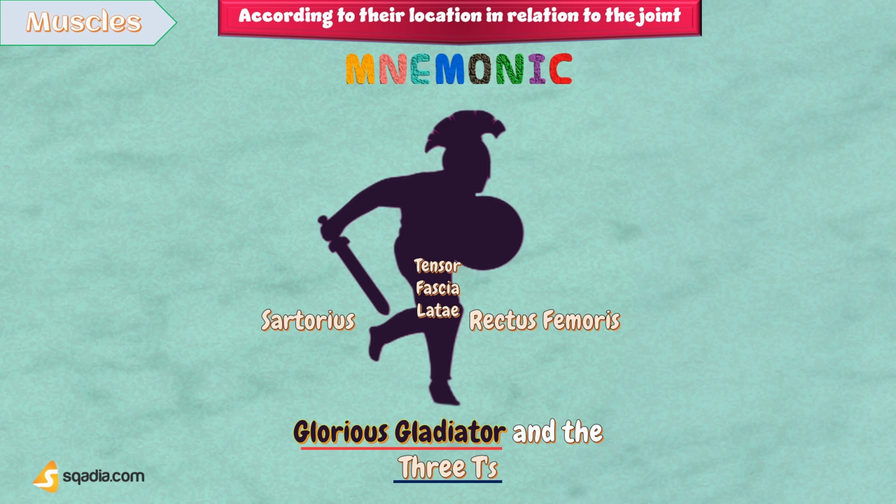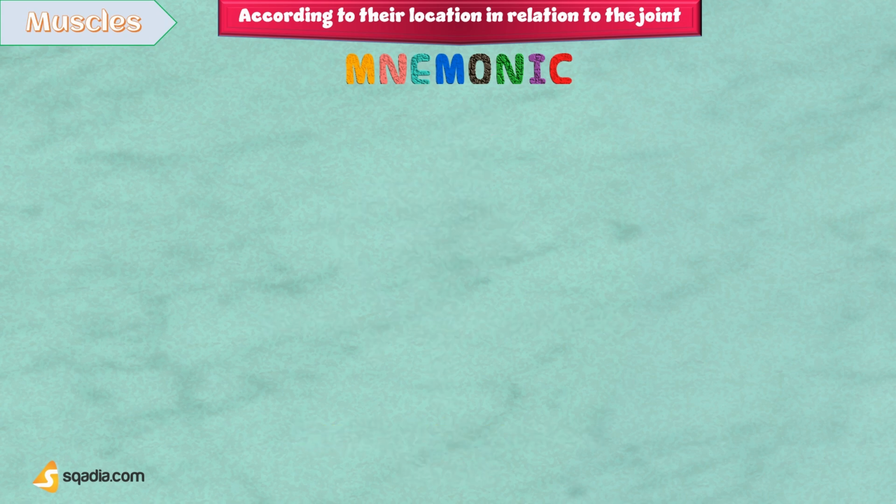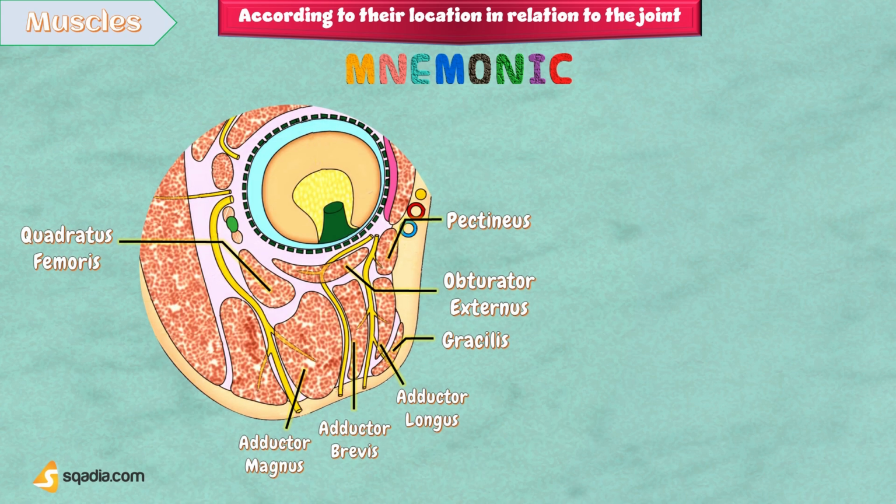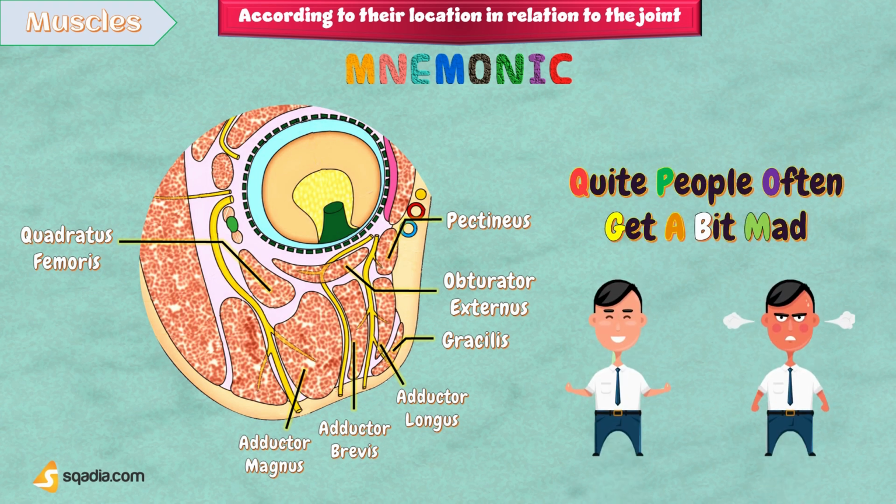As for the mnemonic to memorize the muscles that are inferiorly related to the hip joint, you can use this sentence: quite people often get a bit mad. Q is for quadratus femoris, P for pectineus, O for obturator externus, G for gracilis, A for adductor longus, B for adductor brevis, M for adductor magnus.